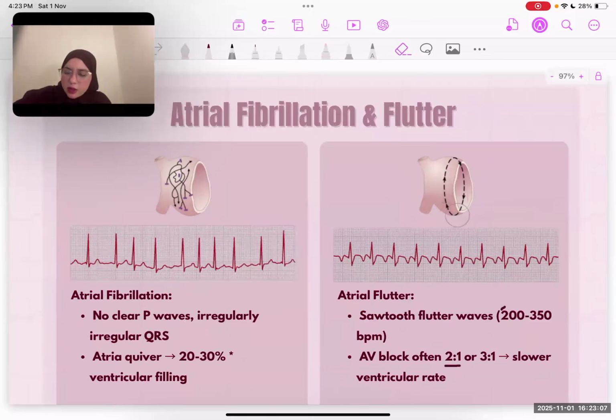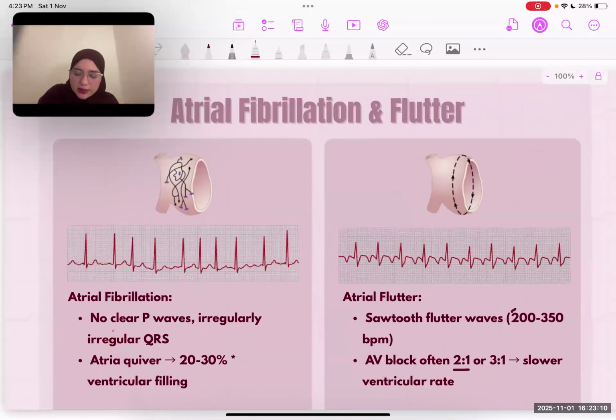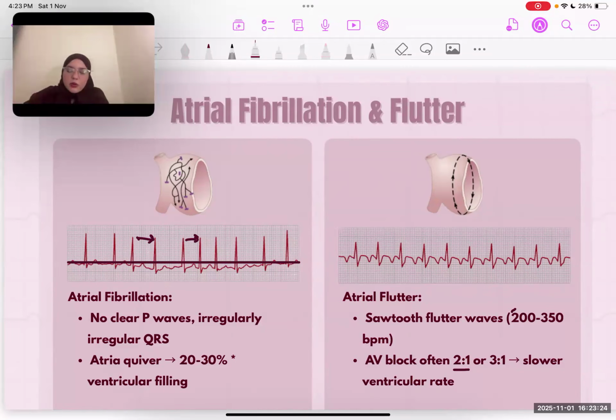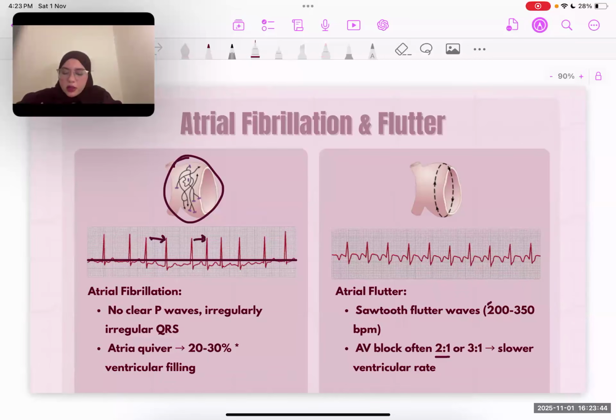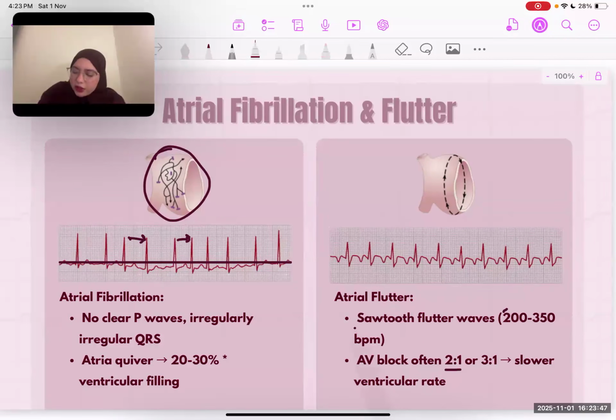So in atrial fibrillation, you have no clear P waves and irregularly irregular QRS. Neither are the RR intervals between them constant, nor are they all on the same isoelectric line. They're all different, so they're irregularly irregular. Now, with atrial quiver, when there are too many signals exciting and a lot of contractions, it's only going to affect 20 to 30% of the ventricular filling. So the ventricles are going to be fine. But for atrial flutter, you're going to have a sawtooth flutter wave.